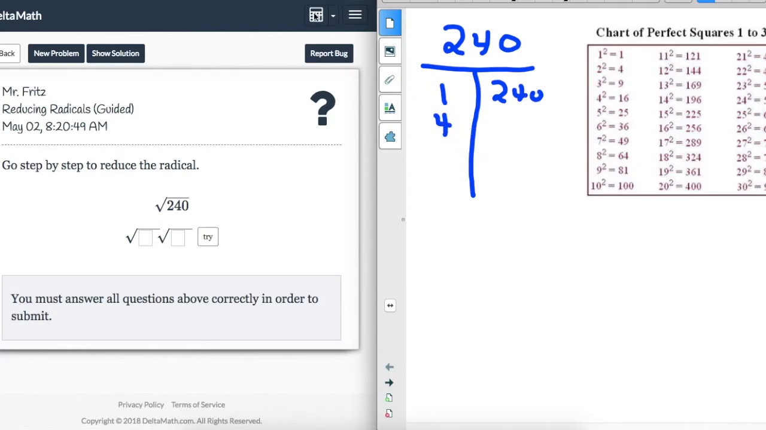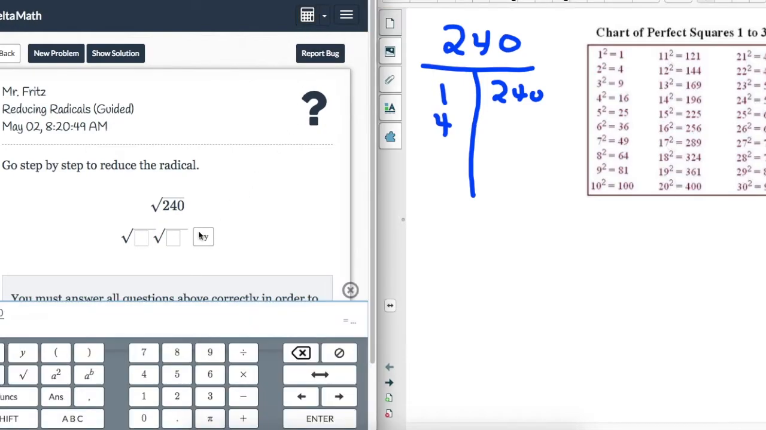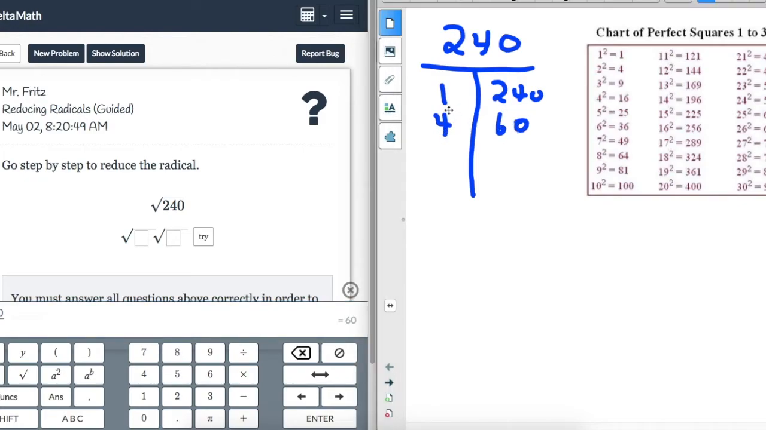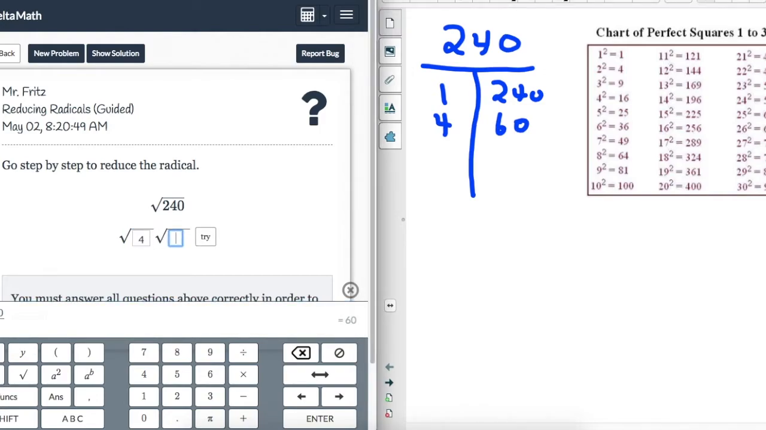And if I'm not sure, I can use the calculator right in the Delta Math program. Divide 240. Let me just type it in so you can see what I'm doing here. 240 divided by 4. And that does go into it, so that's good. So I know one perfect square goes into this thing, but I want the largest perfect square. And in fact, if I were to type in 4 and 60 and try this, that does simplify down to 2 times the square root of 60. But now I can simplify this even further. So really what I should do is now I've simplified to 2 root 60.